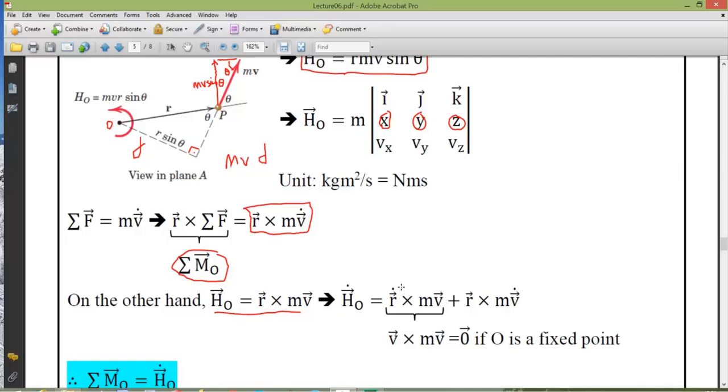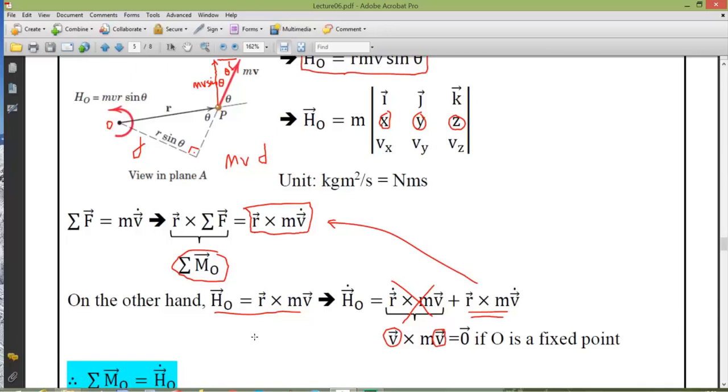In that sense, this part disappears because O becomes a fixed point, and r dot is actually the velocity that you're going to measure with respect to this fixed point, and the velocity measured with respect to a fixed point is actually the absolute velocity, and the velocity vector we have over here is also absolute velocity. So a vector cross product by itself is equal to a zero vector, so this part cancels out, and at the end what we get is r cross product m v dot, which is the same thing that we had over here on the right hand side of the equation.